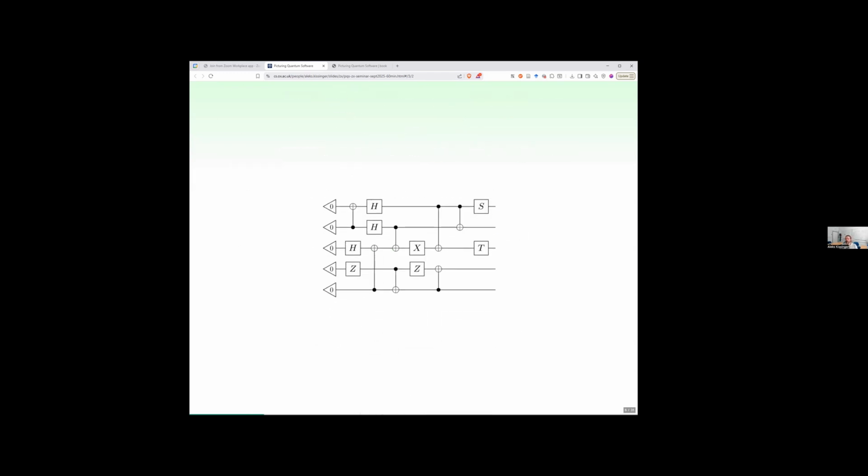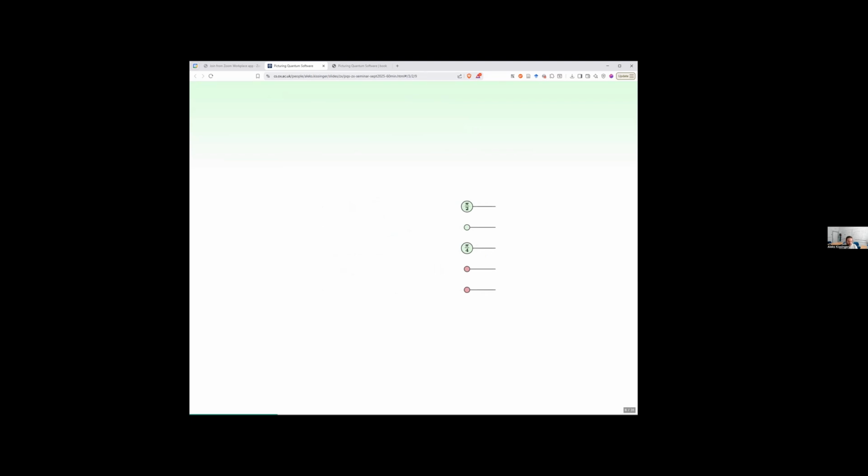Many people have seen this little toy example before. You can take a circuit like this and interpret it as a ZX diagram, and then applying these simple rules, you can simplify it to something that's much smaller. This is possible to do at the gate level, but it's a bit more unwieldy. Okay, so that's what I want to say by way of introduction.